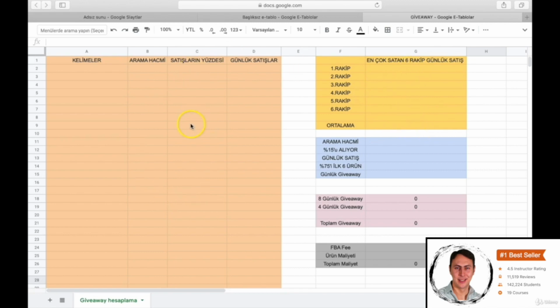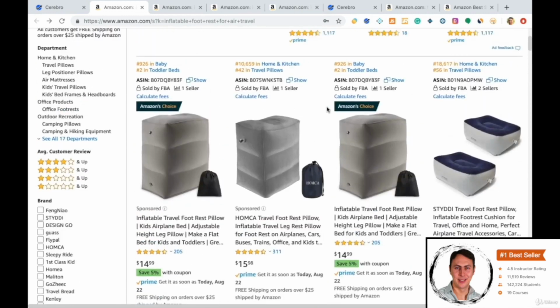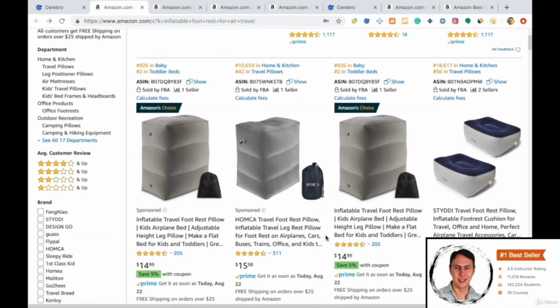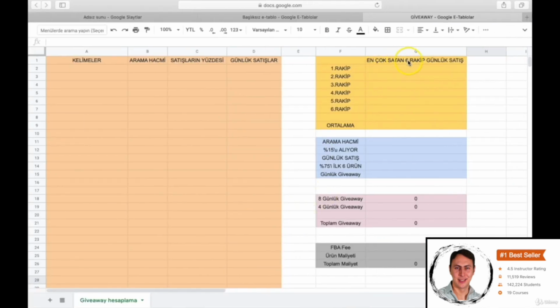Our first method consists of 2 graphics that I show on the screen right now. By filling in the data of these 2 charts, we will calculate the daily giveaway amount. What is the logic of the method we will do first? In this method, we will first find the daily sales figures of our 6 competitors in the keyword of the product we will sell, and we will write these numbers in the daily sale of our most sale competitor table that I have shown to you right now.